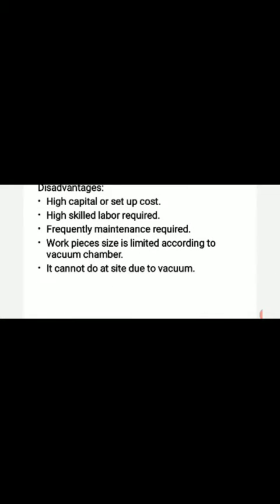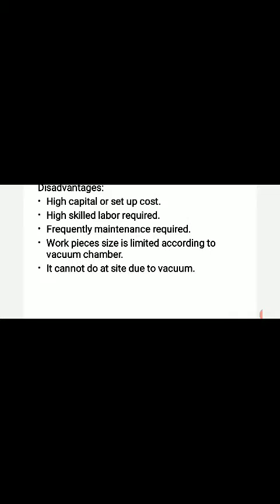Disadvantages: high capital or setup cost, highly skilled labor required, and frequent maintenance is required to maintain the equipment. Workpiece size is limited by the vacuum chamber. It cannot be done at site due to the vacuum.